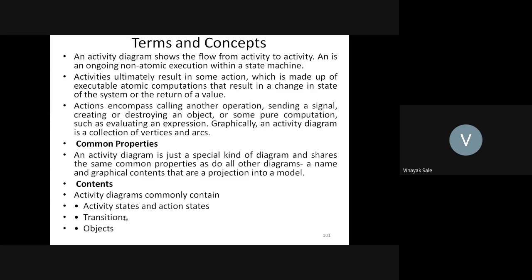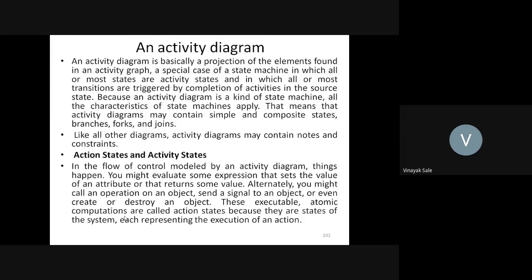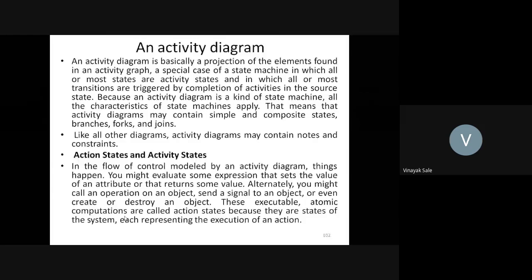What are the common properties? Like other diagrams, it is a special kind of diagram that shares common properties, such as a name and graphical contents. The contents include activity states and action states, transitions, and objects. An activity diagram is based on a projection of elements found in activity graphs, which are a special case of a state machine in which all or most states are activity states, and in which most transitions are triggered by completion of activities in the source state.